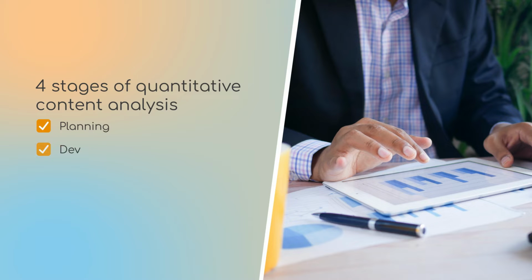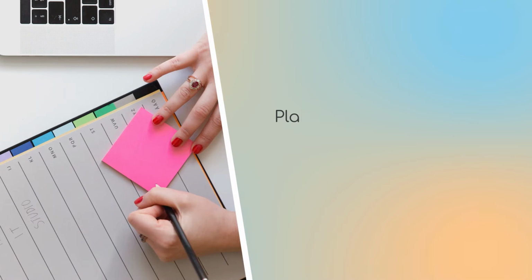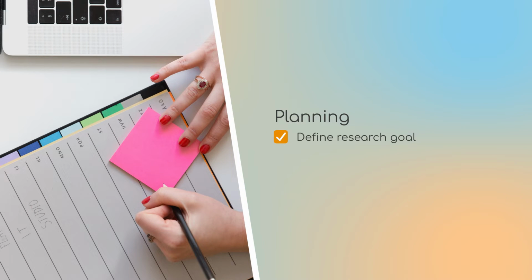With this knowledge in mind, we now turn to the process of quantitative content analysis. Overall, the entire process is divided into 4 stages: planning, development, pre-test, and implementation. Each stage contains separate work steps. The planning stage is about defining the goal of your research. For this, you have to work through the research problem theoretically by deriving hypotheses, formulating your research question and sub-questions, and determining which aspects you want to investigate.